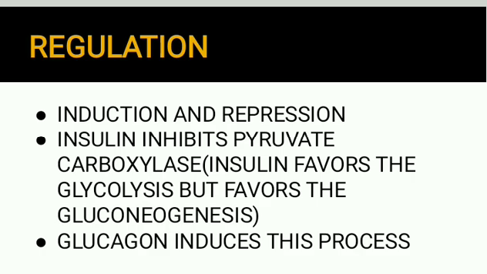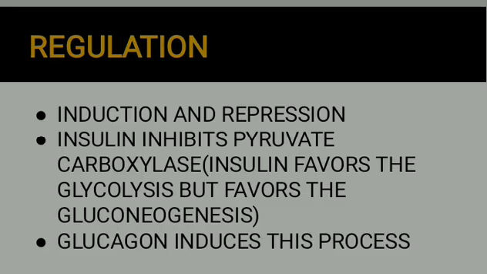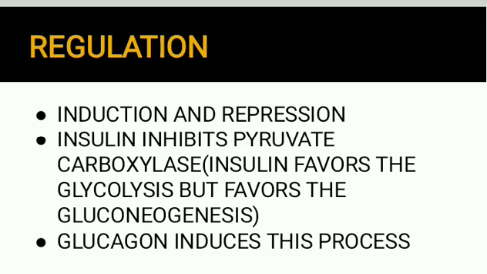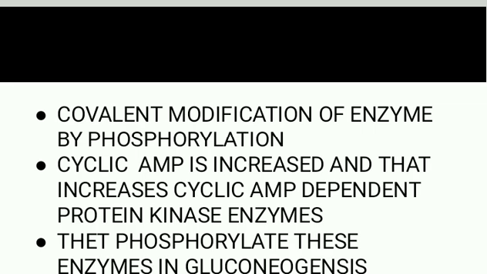Now we will discuss a very important short question related to gluconeogenesis, that is, how gluconeogenesis is regulated. There is induction and repression. Insulin inhibits pyruvate carboxylase, so it inhibits gluconeogenesis. Similarly, glucagon induces this process, so glucagon is responsible for inducing it.